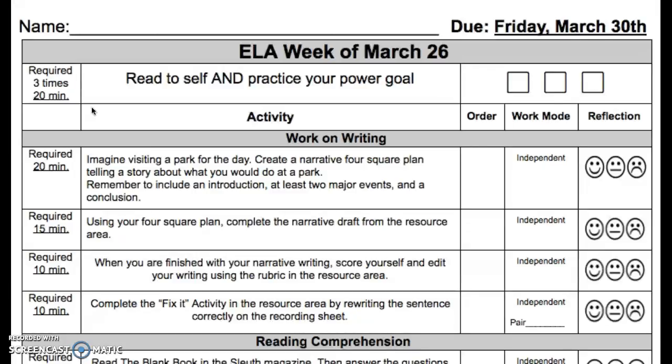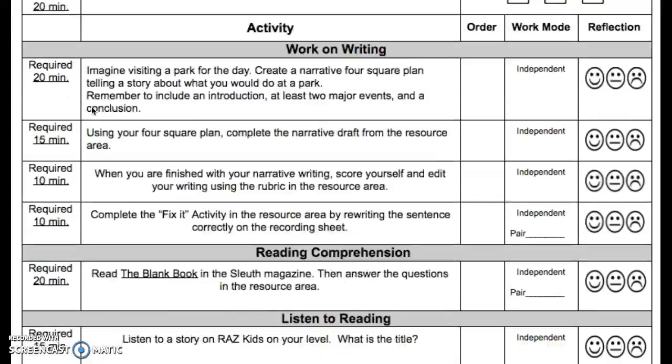Required for 10 minutes, complete the Fix-It activity in the resource area by rewriting the sentences on the recording sheet. This can be done independent or a pair. Reflect when you're finished.